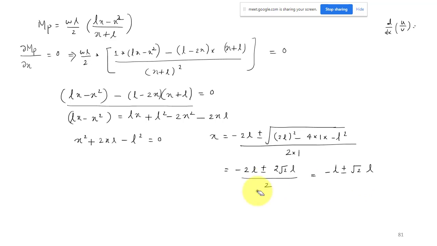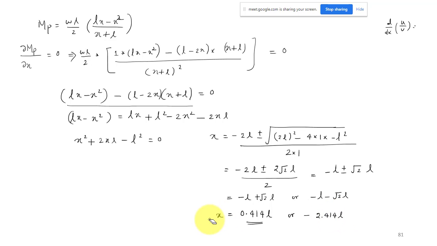So that means your x is equal to minus L plus root 2 L. Root 2 is 1.41, so minus L plus 1.41 L. That is the first root. The second root is minus L minus root 2 L, which is minus L minus 1.41 L. So you will get 0.414 times L for the first root, and the second root is coming minus 2.414 L. These are the two roots for x.